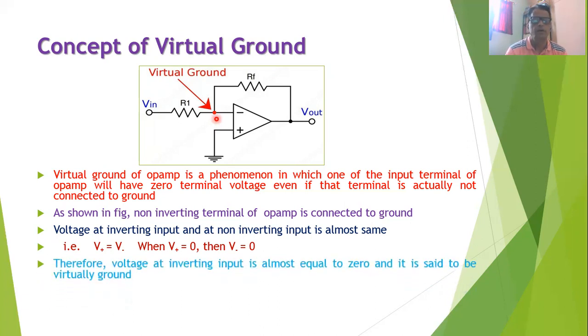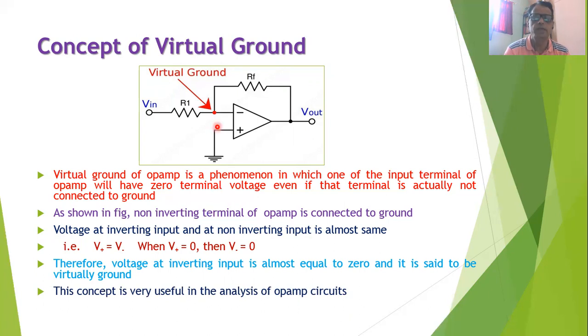And hence we can conclude that in case of the inverting input, the voltage is almost equal to 0 and it is said to be at virtual ground. So this concept of virtual ground is very useful, and you will find that later on, whenever we analyze circuits using an operational amplifier, the analysis of op-amp circuits will be easier by making use of this concept of virtual ground.